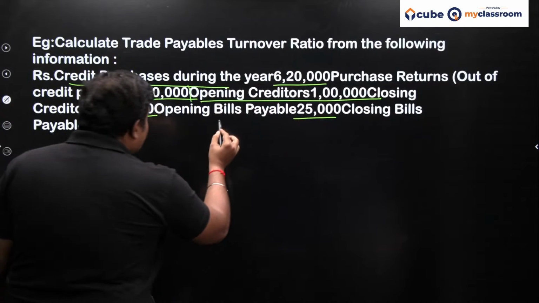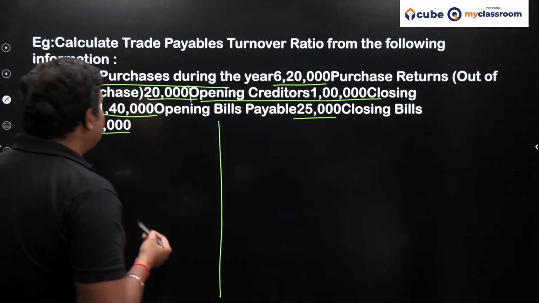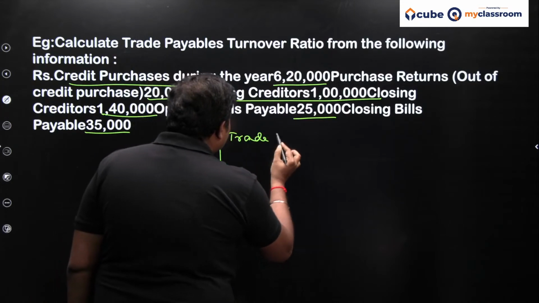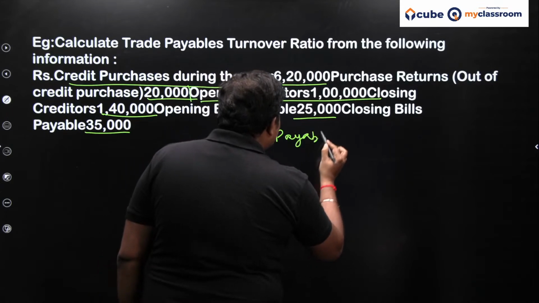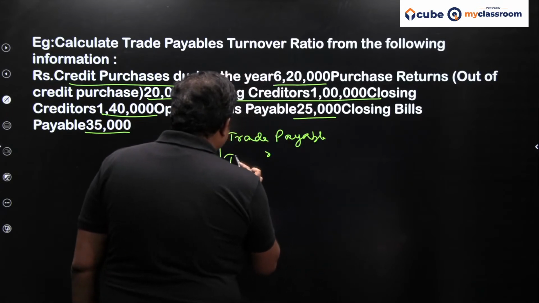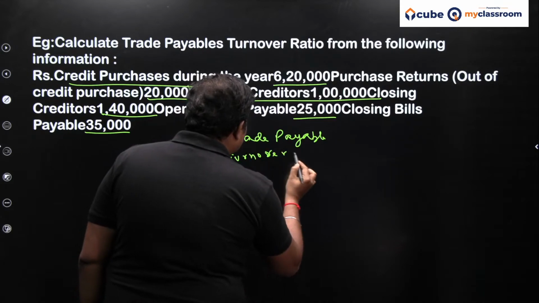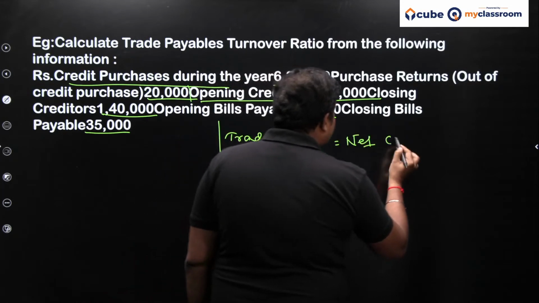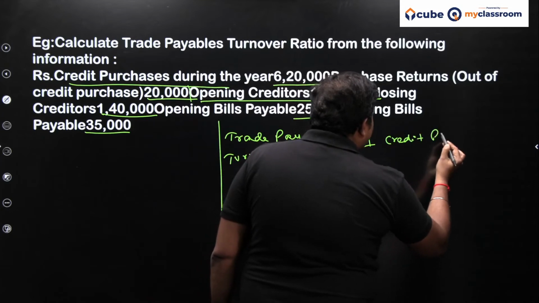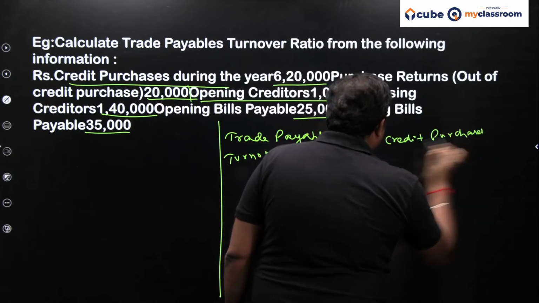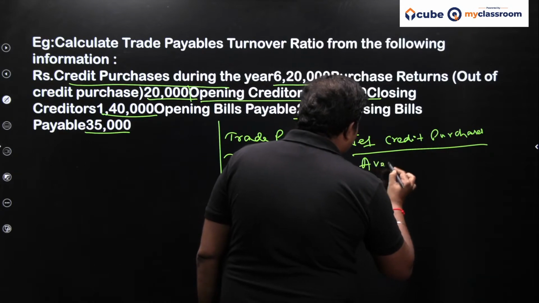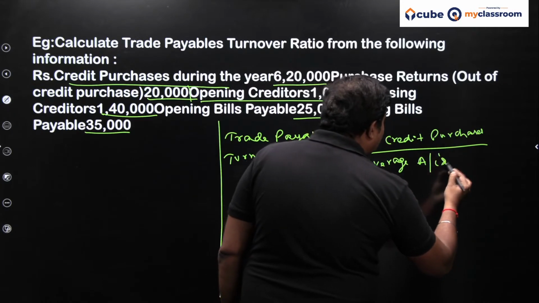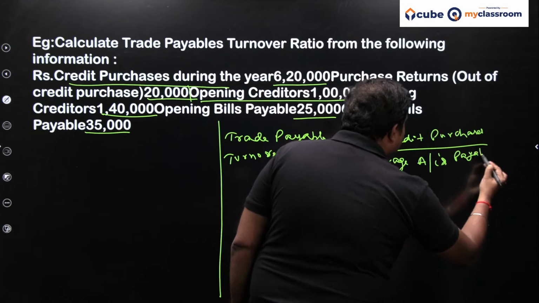Okay, so first of all I'll write the formula and then I can find the values. So what is the formula for the same? Basically here we are calculating the trade payable turnover ratio. So the formula is net credit purchases upon average account payable. And as I mentioned, whenever I say account payable, it means creditors and bills payable.